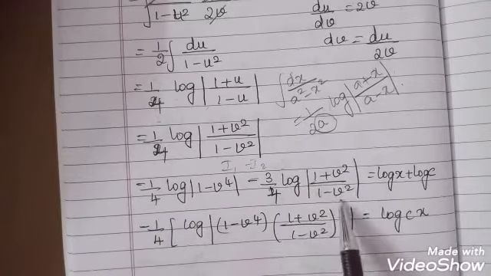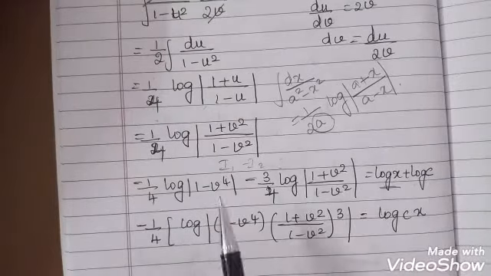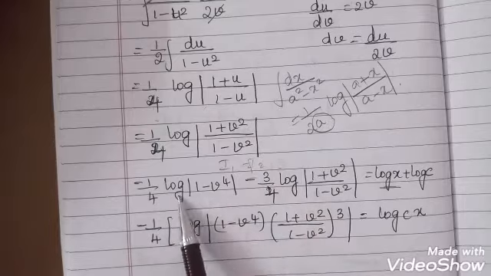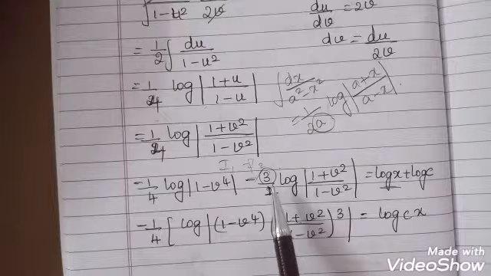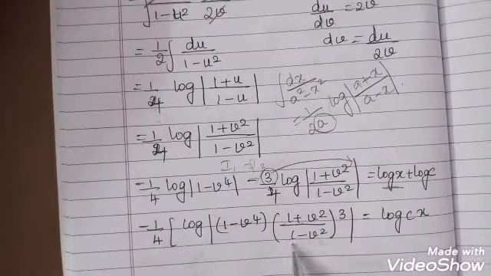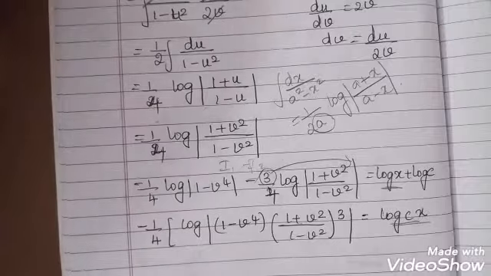1 plus v squared by 1 minus v squared, which is equal to log x plus log c. Now here when I take this minus 1 by 4 outside, you will be left with plus. So I can write it as log of m into n. When I take this out, this 3 also will be there, so it goes to the power. I can write it as 1 plus v squared by 1 minus v squared, the whole power 3. So here we have minus 1 by 4 log of mod 1 minus v power 4 into 1 plus v squared by 1 minus v squared, the whole power 3, which is equal to log of cx. This is what you have here.